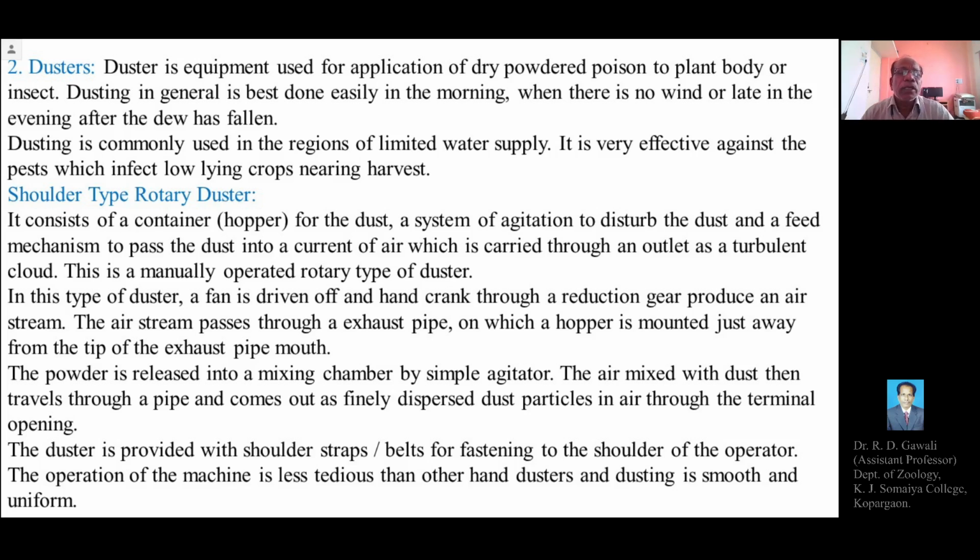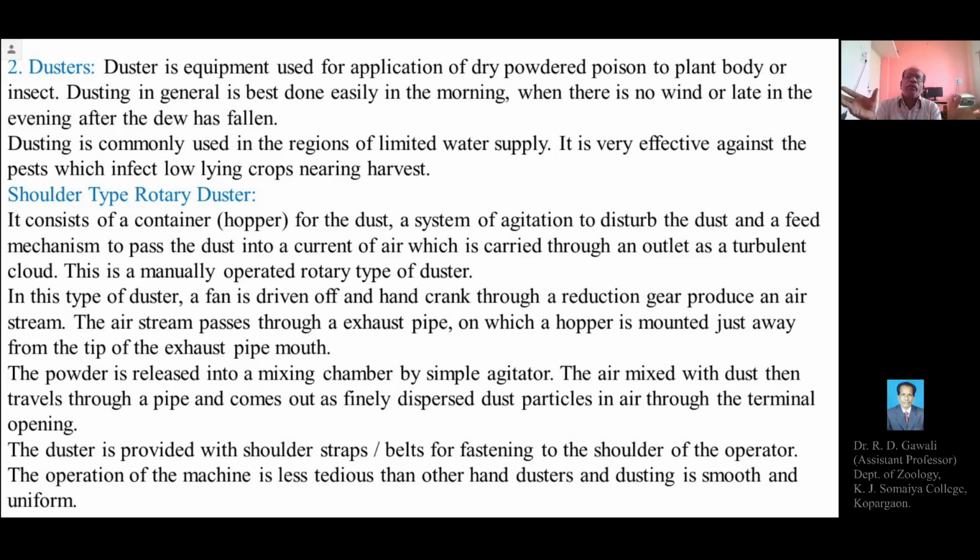This is also a manually operated rotary type of duster. In this type of duster, a fan is driven by a hand crank through a reduction gear to produce an air current or air stream. So this particular machine has a fan inside, provided with a hand crank and a reduction gear, which produces an air current or stream. The air stream then passes through the exhaust pipe, on which a hopper or powder container is mounted just away from the tip or mouth of the exhaust pipe.